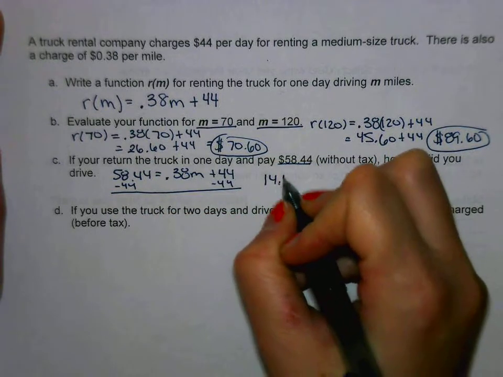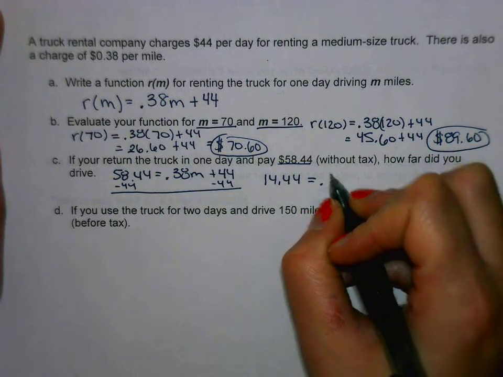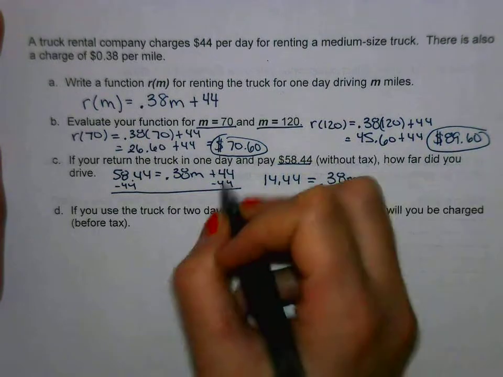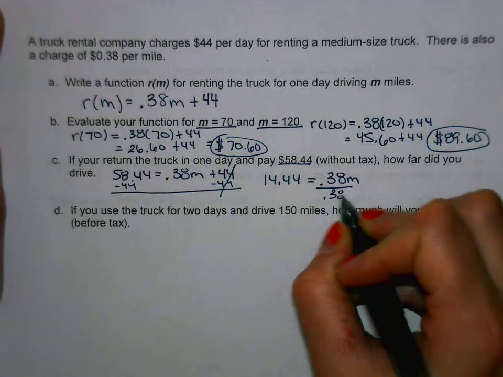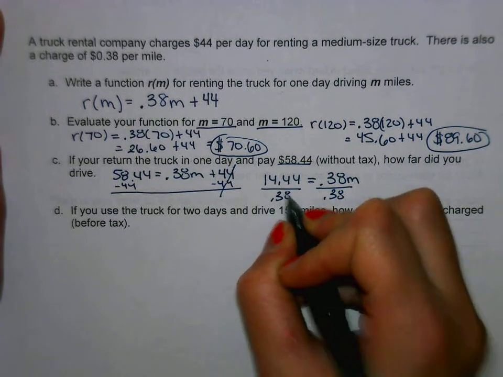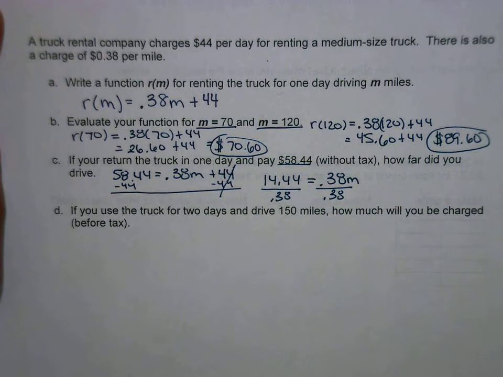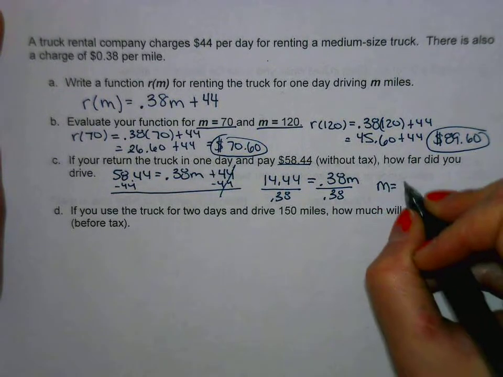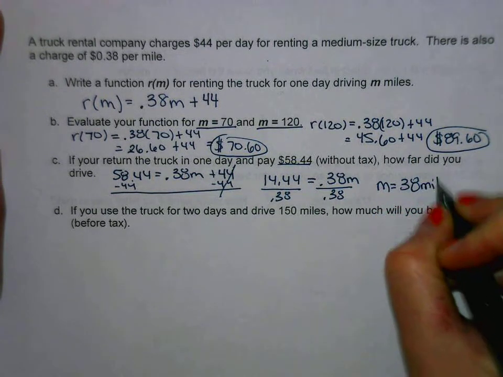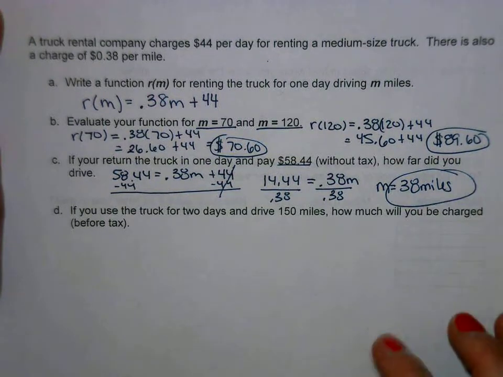We have $14.44 equals 38 cents times our miles. Those become 0. So then we divide both sides by our 38 cents. So $14.44 divided by 38 cents. We know our M equals 38, so that means we had traveled 38 miles that day.